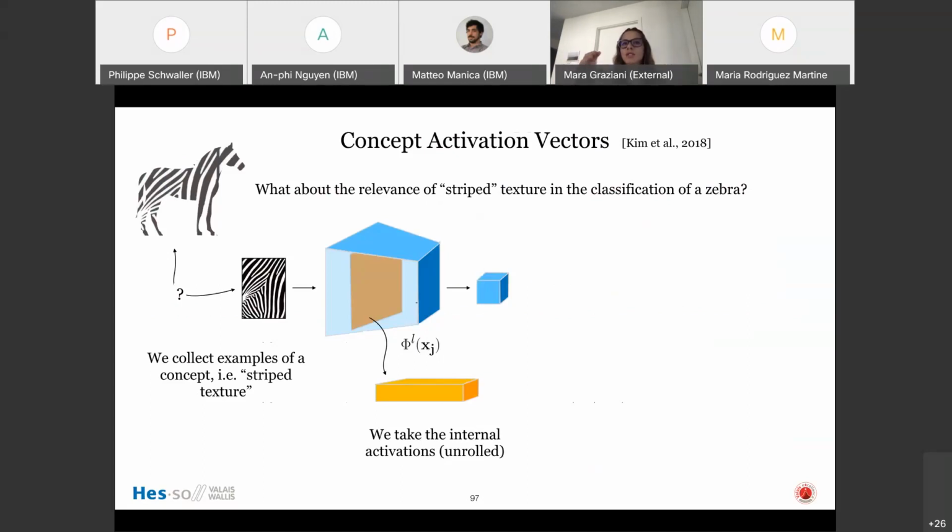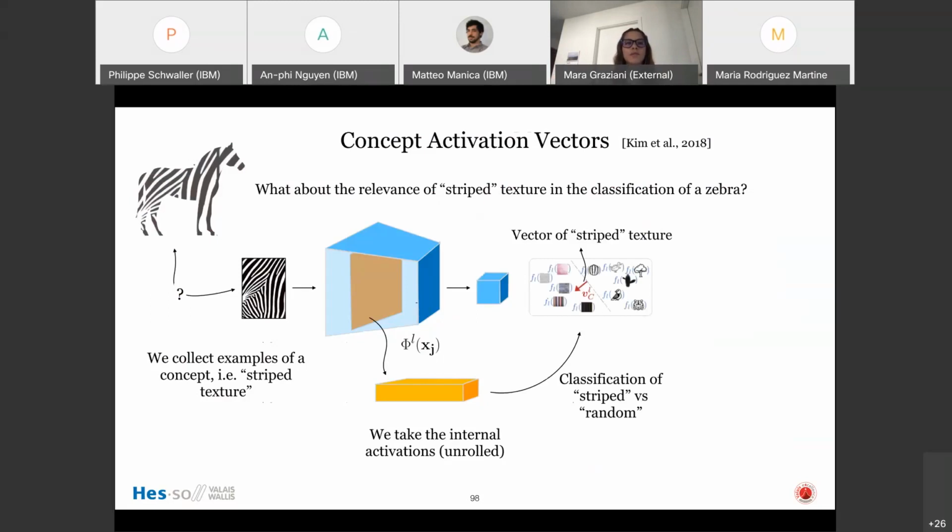These responses essentially are a set of feature maps, and we can flatten them into a vector that can be used to solve a linear classification problem, where we classify the representation of inputs representing texture from inputs representing just random images. Here, for example, we have an example of striped texture in the bottom left that is classified versus any random image. And we can take the orthogonal vector to the classification direction as representative of the striped texture concept. And this vector is called concept activation vector.